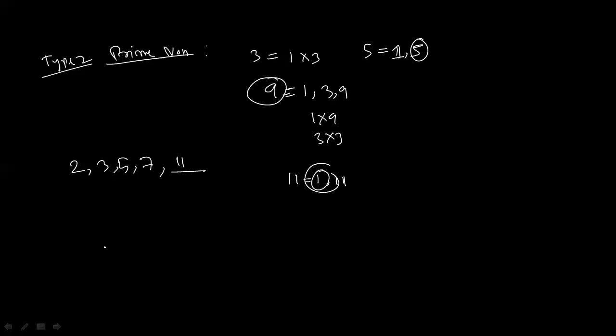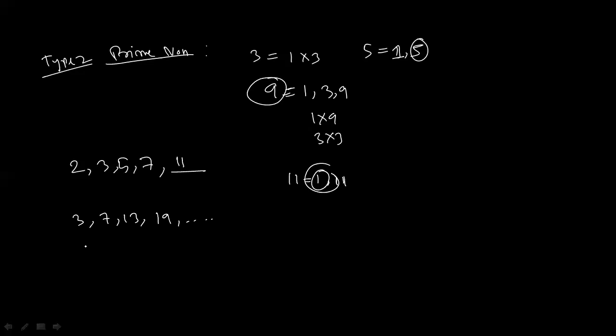Then let me take one more example. Suppose 3, 7, 13, then 19. Now see here 3, 7, 13, 19. So what will be the next number? Now if you look at the numbers, 3 is an odd number, 7 is an odd number, 13 is an odd number, 19 is an odd number. But 3 is also a prime number, 7 is also a prime number, 13 is also a prime number, 19 is also a prime number.